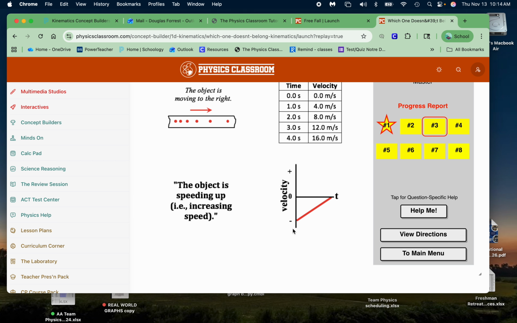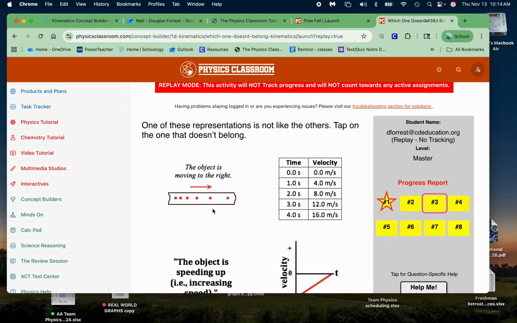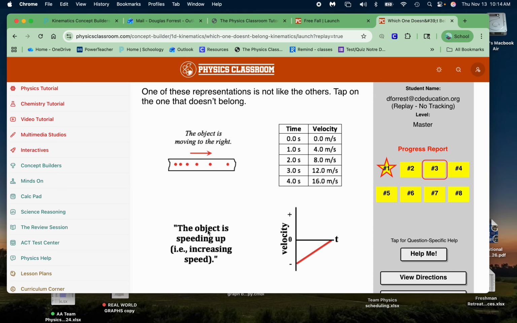So some of these will have 3 representations, some will have 4 like this. This says the object is moving to the right, so that's like a motion map, except they don't put arrows on it. Looks like it's speeding up. This one shows an object moving and speeding up. This one says an object speeding up, so those 3 seem good.